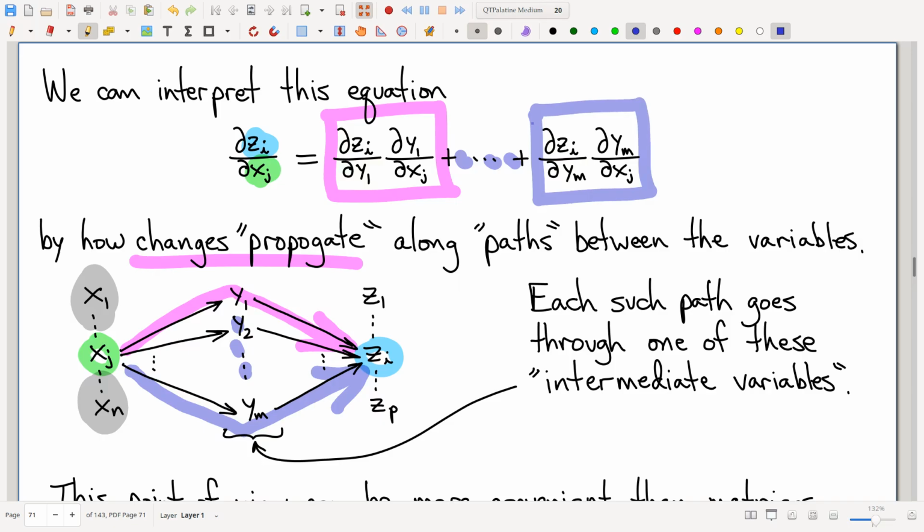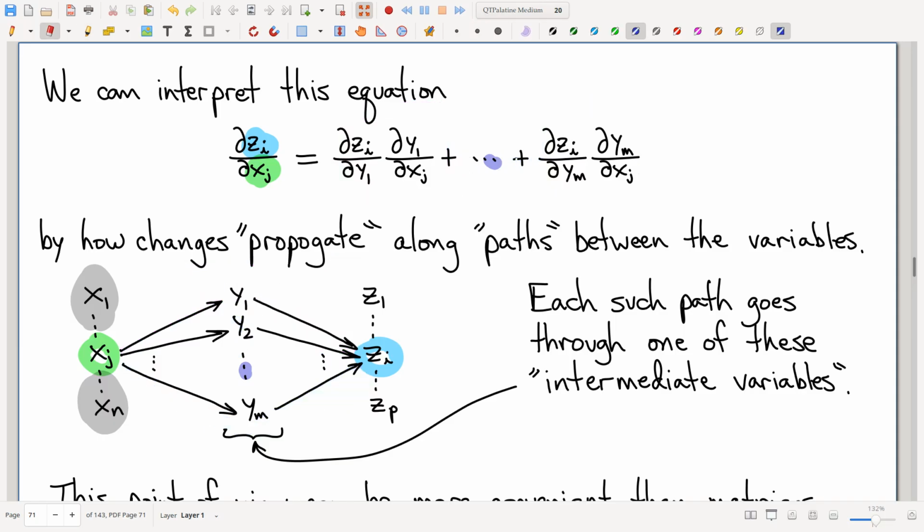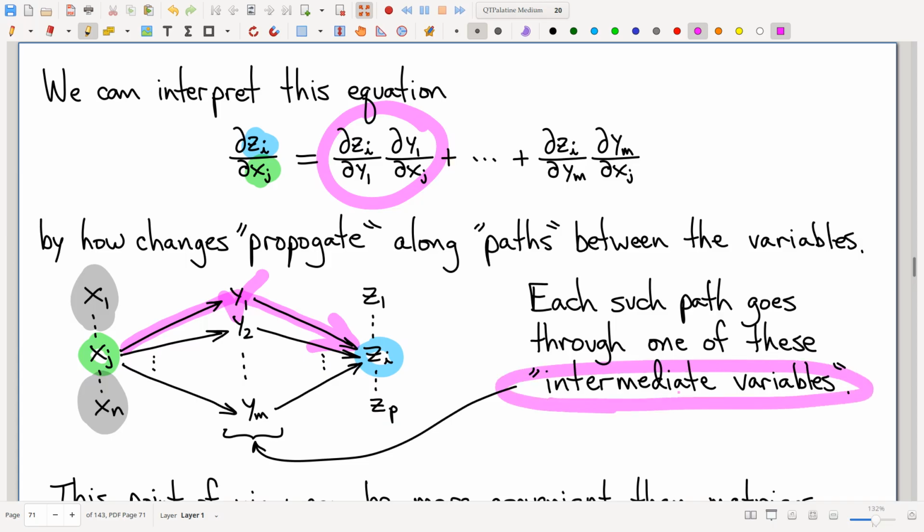All right, so the big idea: terms in the chain rule correspond to paths in the diagram between the variables in question. And then, by the way, let me also notice that every one of these paths corresponds perfectly with one of the variables in the middle that we call intermediate variables. So terms correspond to paths, paths correspond to intermediate variables. Effectively then, terms correspond to intermediate variables. Right? And so for every intermediate variable, there is a corresponding term.